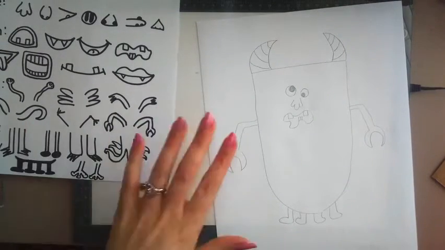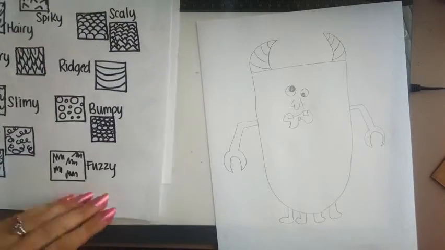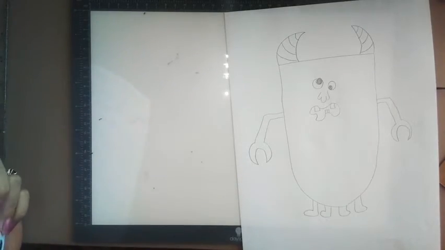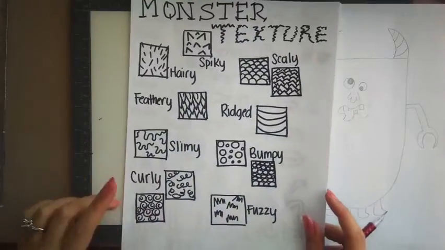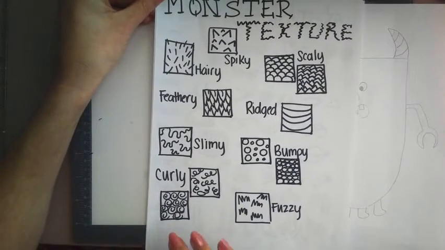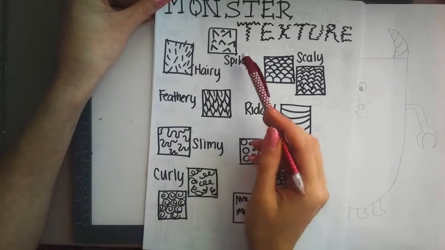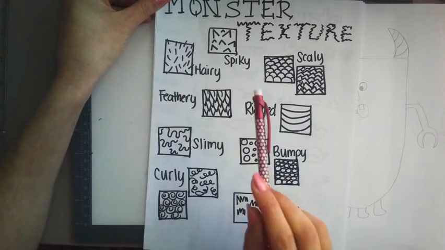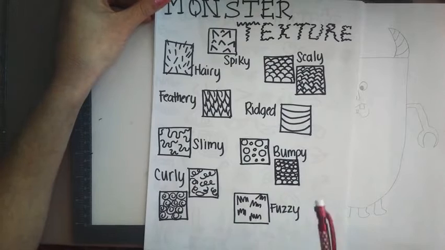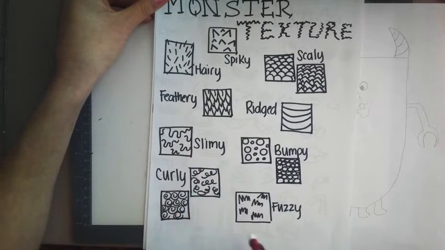So the next thing is we need to create a texture for our monster. Textures are the way that things feel. There's lots of different textures, and again, I made this fun little monster texture sheet, so if you need to pause the video and look at this, you can. So we have things like spiky textures, hairy, feathers, scales, bridges, which are like bumps. Bumps like you would normally feel, slimy, curly, and fuzzy.